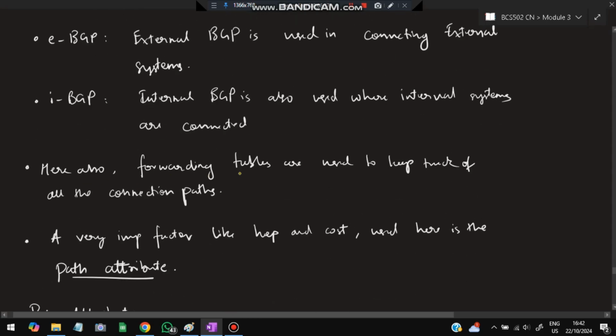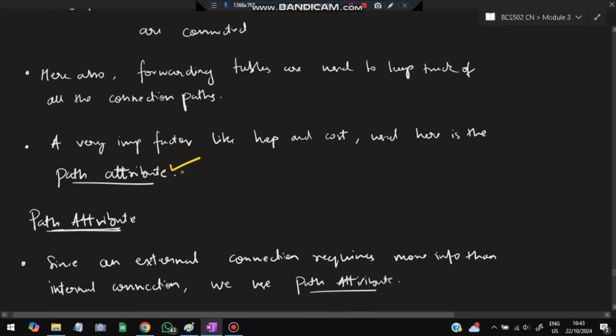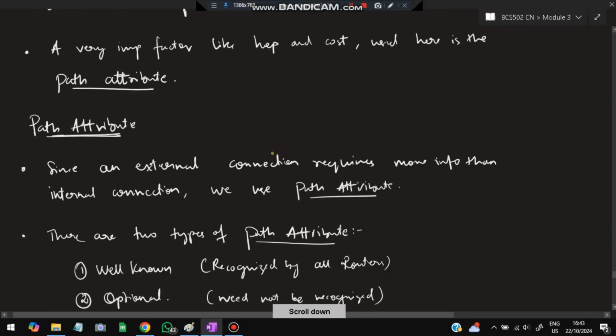Here also we use the forwarding table, and it is used to keep track of the connection paths. Why do we use forwarding tables? To have the information on what is connected with what, right? So that's why we use forwarding tables. Apart from the forwarding table and hop and cost, which are properties we had in the previous algorithms, here we have a very important property, which is the path attribute. This is a repeated exam question, make sure you know this very well. So what is a path attribute?